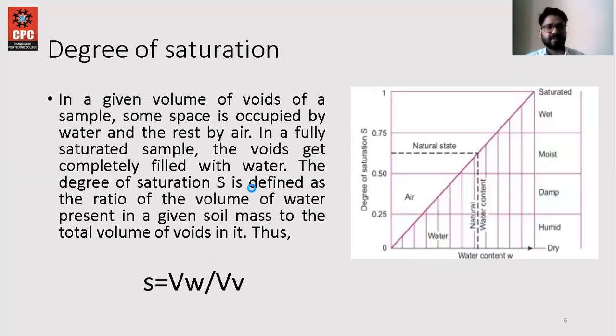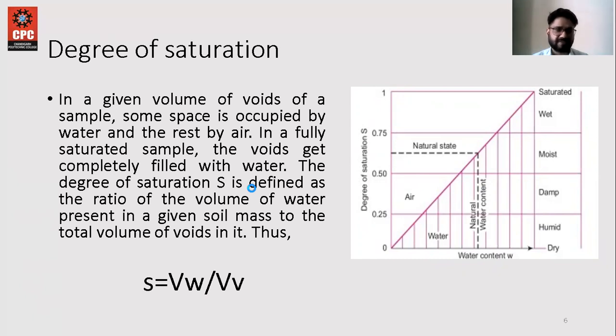So the next physical property is the degree of saturation. The degree of saturation is defined as the ratio of the volume of water present in a given soil mass to the volume of voids in it. In a given volume of voids of a sample, some space is occupied by water and the rest by air. In a fully saturated sample, the voids are completely filled with water.